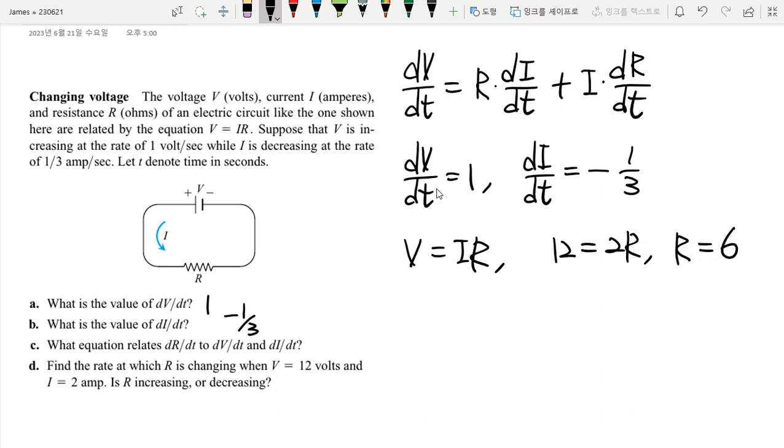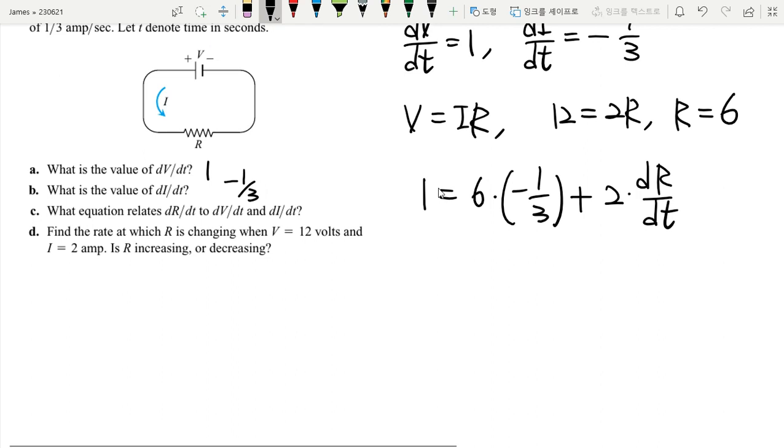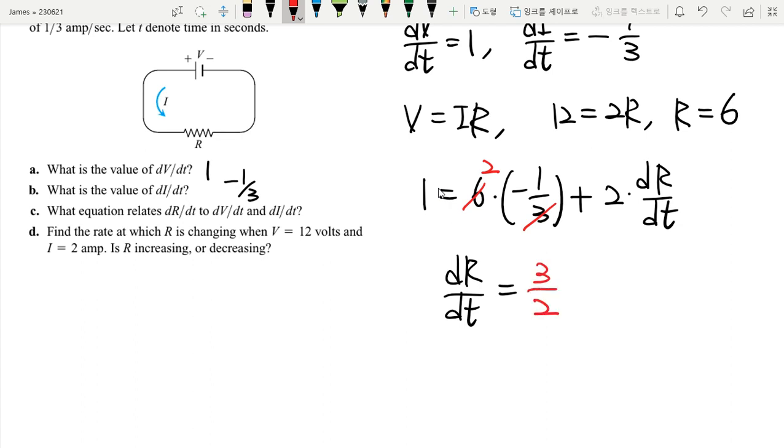And then if we put these values into this differentiated equation, dV over dt is 1, R is 6, dI over dt is minus 1/3, the current is 2 amperes. So when we solve this equation, we'll be able to find the rate of change in resistance. Can you find this value, dR over dt, by solving this? Also add 2 to both sides, and then divide by 2. Yeah, 3 over 2.